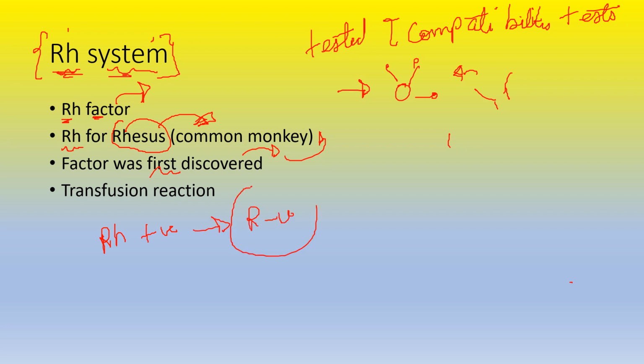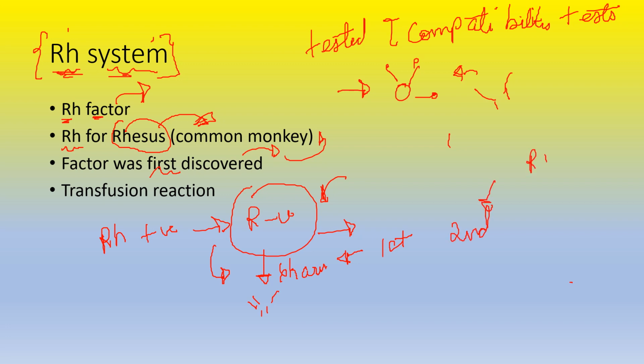The first time, the body won't react immediately. Obviously, it will try to generate antibodies against it, but it is just becoming aware. It takes a little bit of time to generate the antibody, so it won't harm the person right now. But suppose in the first case there was no reaction, and now, the second time, the person is again given Rh positive blood. Now the body is already aware.